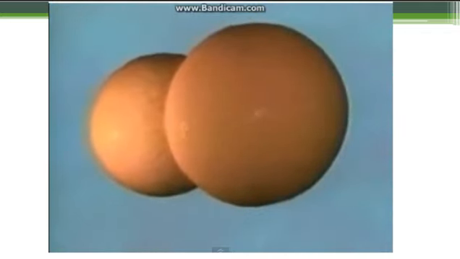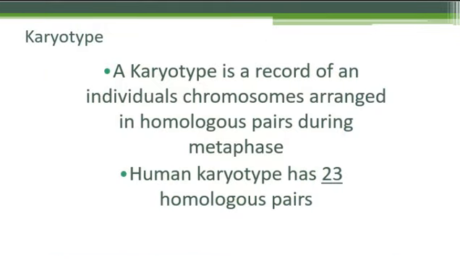And remember at the very end, that's called cytokinesis when it pulls apart like that. It's like a scary movie narrator.